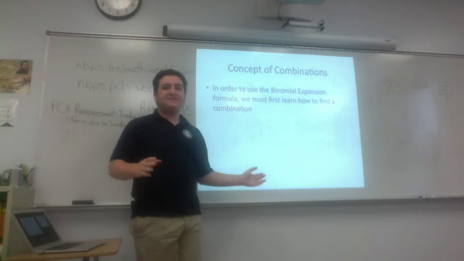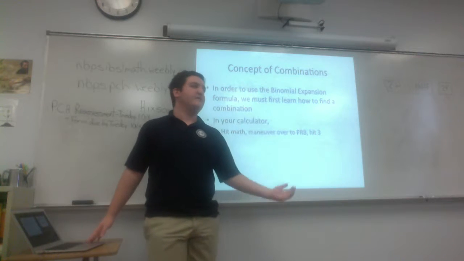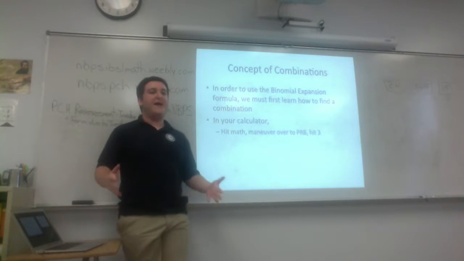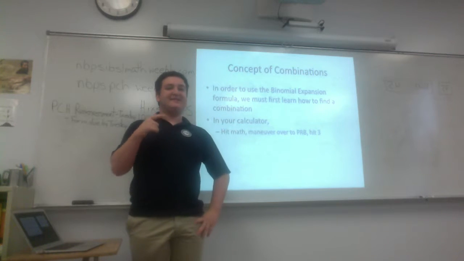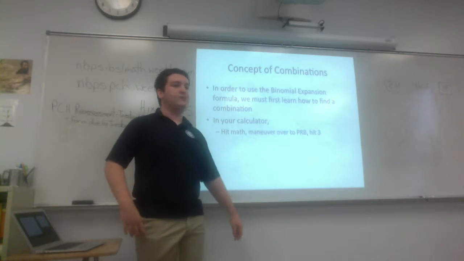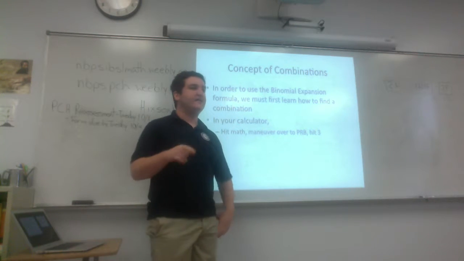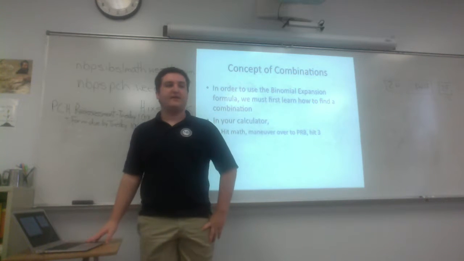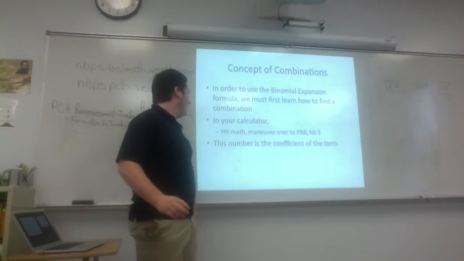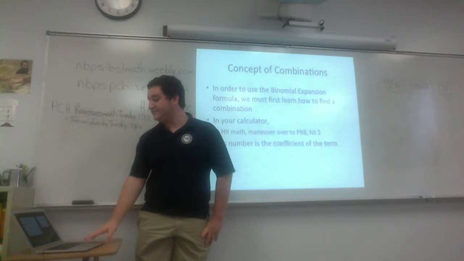In order to find this, you can do it really easily on your calculator. Every calculator is different, but there's going to be some sort of math button and then a probability button, and what you're going to do is hit nCr. That's for the TI-84: hit math, then go over to probability on the right hand side and hit 3. Whatever button says nCr, that's what you're going to hit to find it. And this number is going to be the coefficient of the term that you're finding.